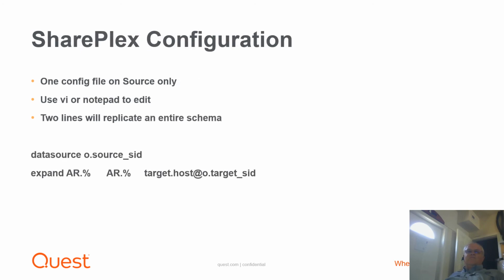With SharePlex, we have one configuration file on the source. You can use vi or Notepad to edit that configuration file. And two lines are going to replicate an entire schema. Here are those two lines right here. You specify the data source as a source SID. You expand the wildcard for the AR schema, replicate it from the AR schema to the AR schema. This could have just as easily been a different schema. And the host name and the target SID. That's all there is to it. And by the way, if something changes, you do a DDL operation on a table you've got under replication, SharePlex is going to copy that DDL and make those changes for you on the target and keep them available.